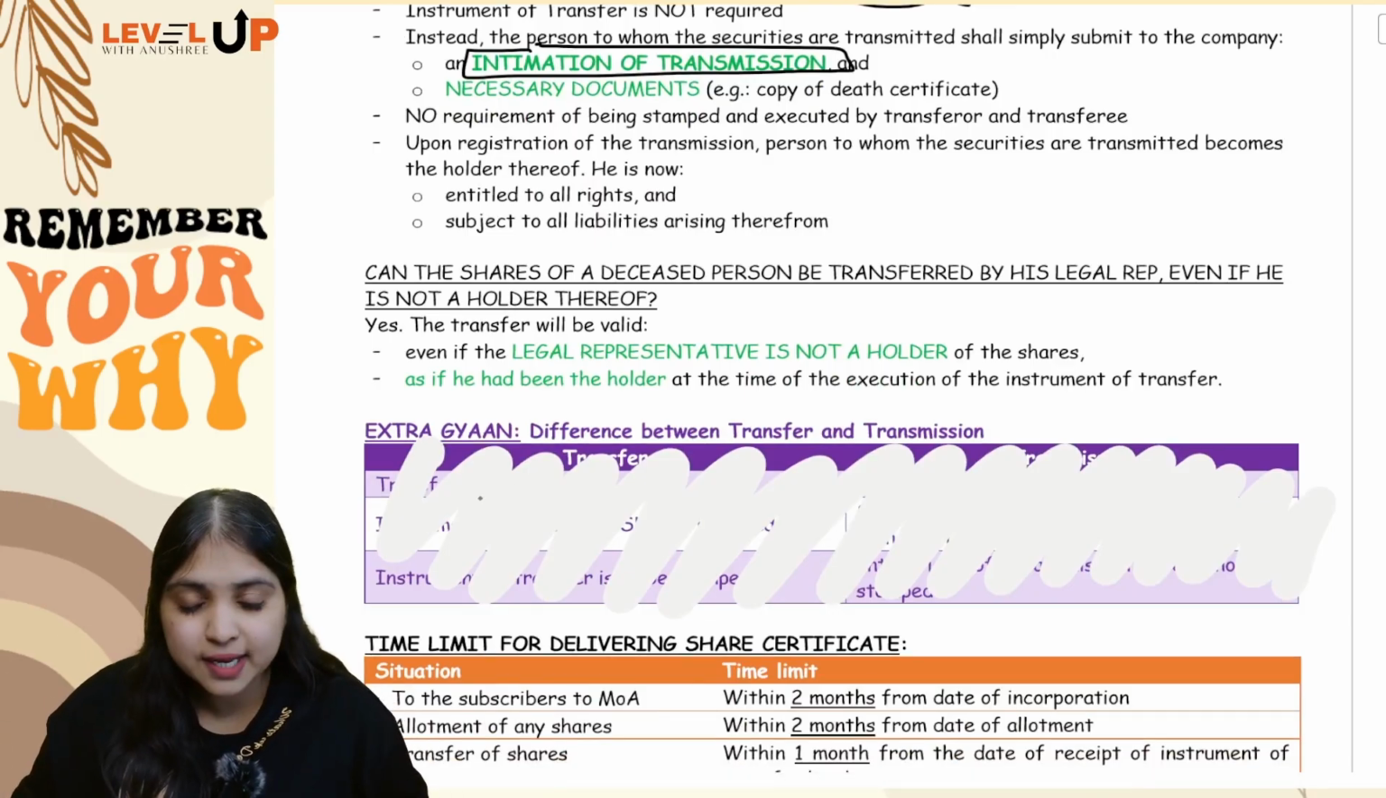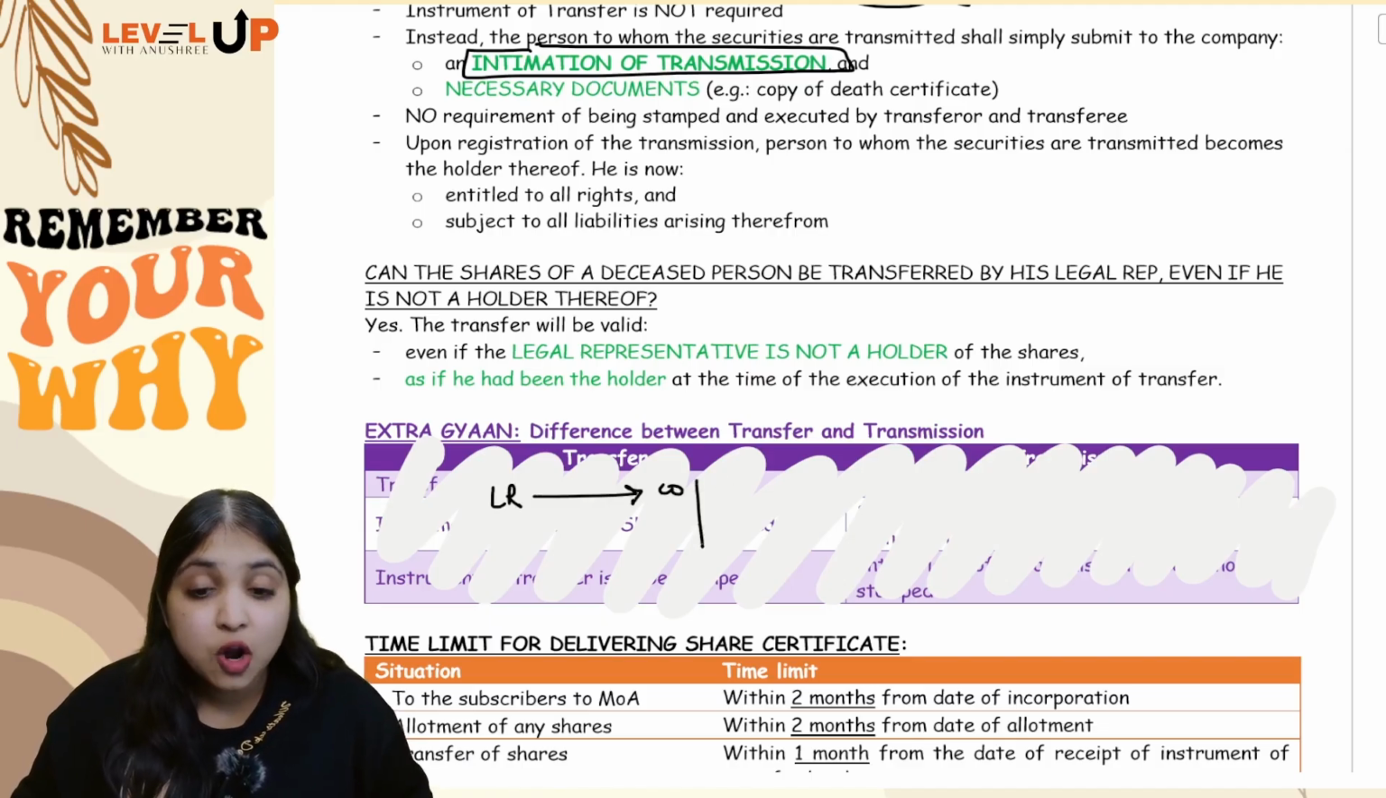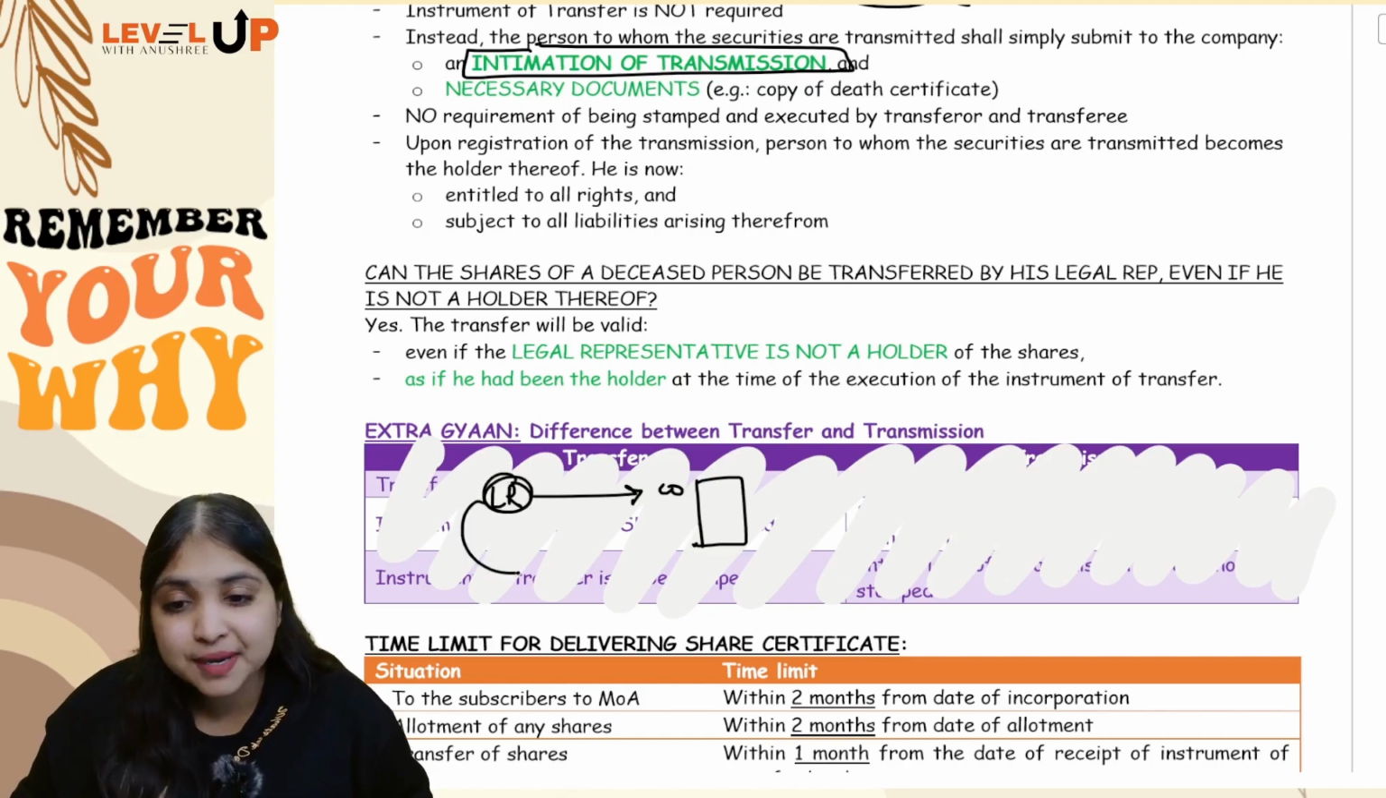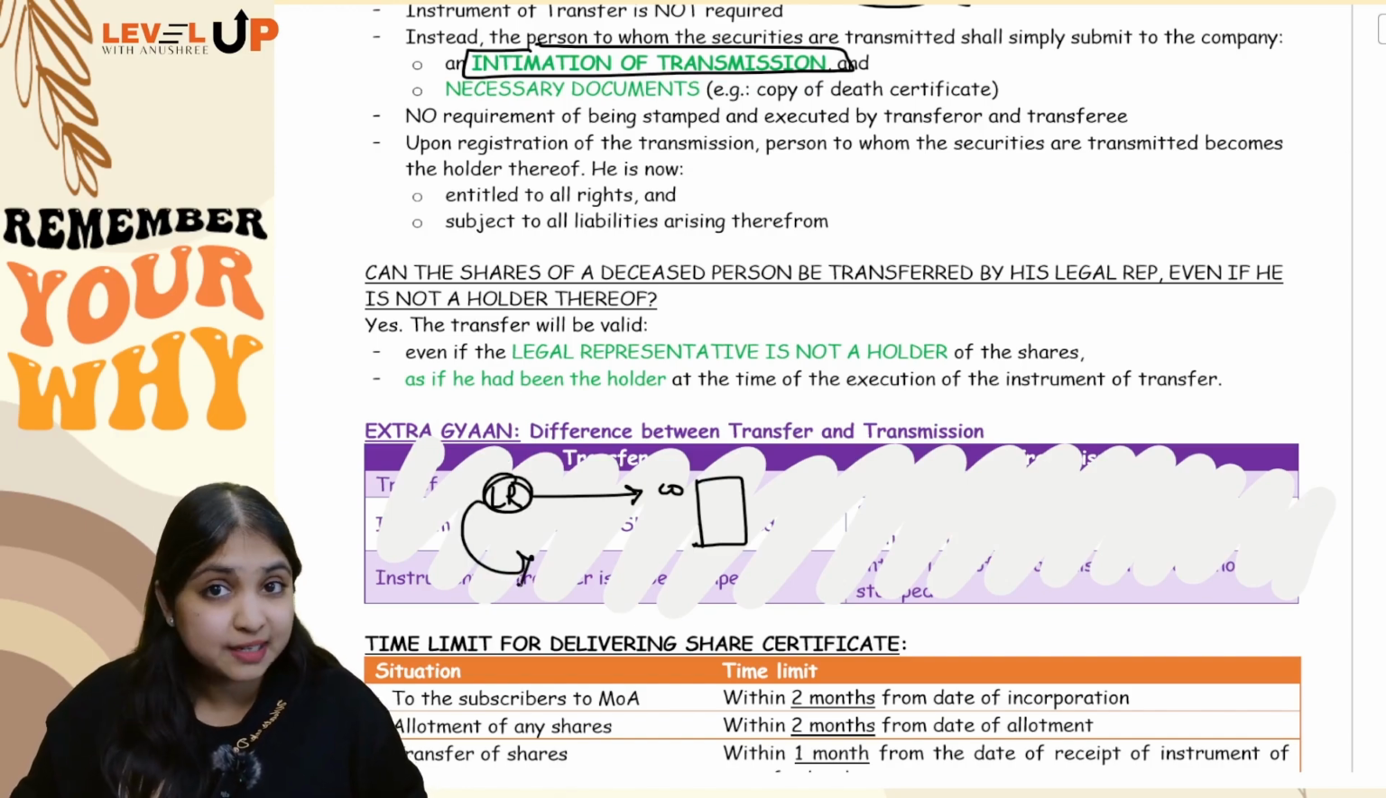In the first story, like for example, let's say the shareholder died. So the legal representative informed the company about the transmission, got his name entered into the register of members, became the member of the company, and only then transferred subsequently to another person.